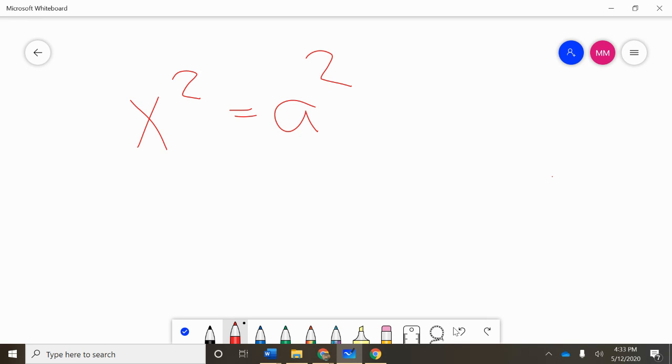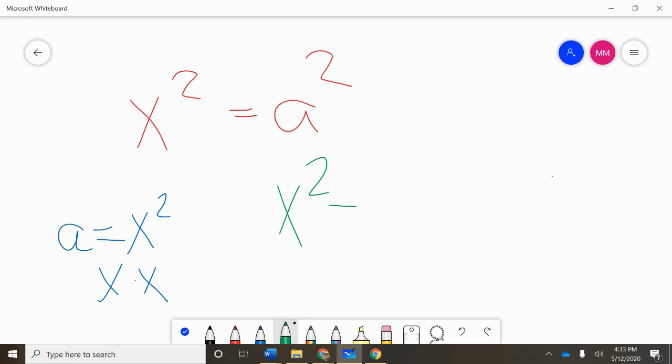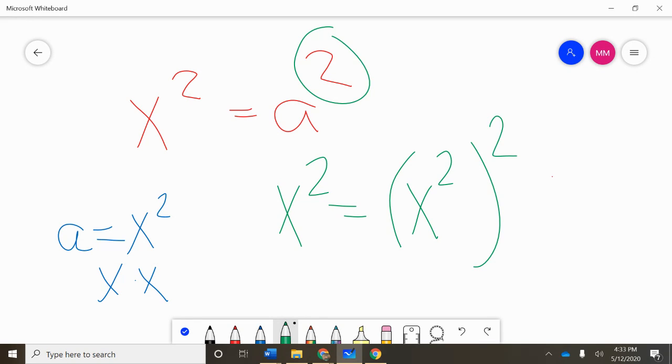So for the first question, we had this idea of x squared equals a squared. So I had to figure out what would work for a. And some of you guys said that a would be equal to x squared or x times x. So if you plug this back in, you're saying that I'm going to replace my a with x squared, but don't forget this squared is still there. So by doing that, you really end up getting x to the fourth, and this is not equal.